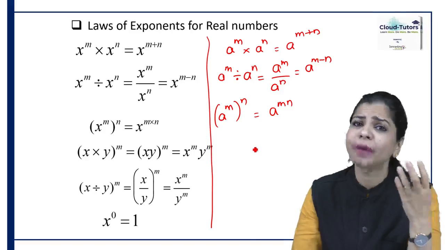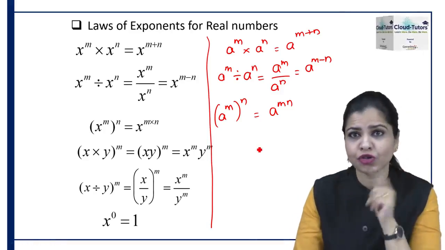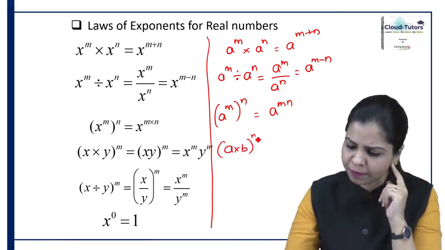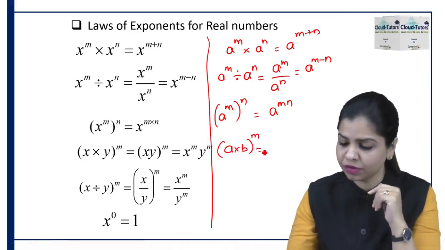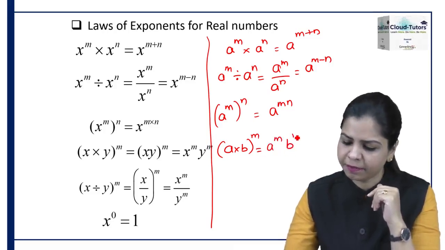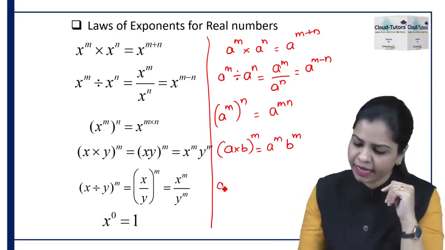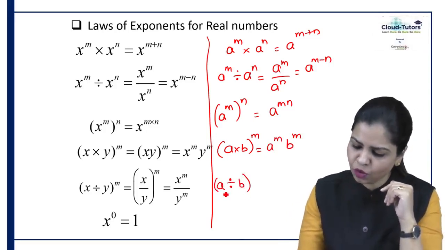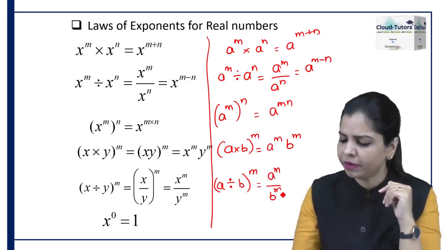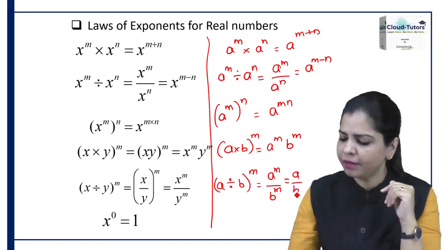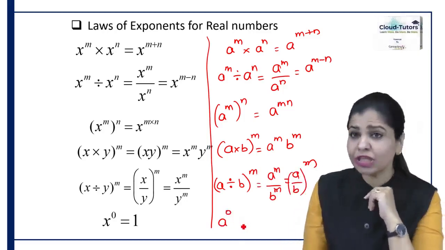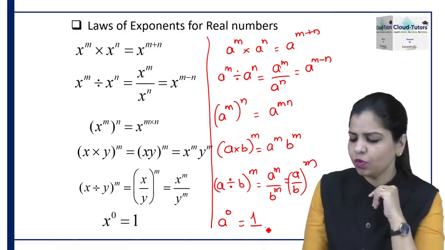You don't have to remember the names that I'm using, but yes, this you have to remember. A into b whole power m, power of product rule again, so a power m into b power m. Then a divided by b whole power m is equal to a power m by b power m. And the last one, the zero exponent, a power 0, is equal to 1.